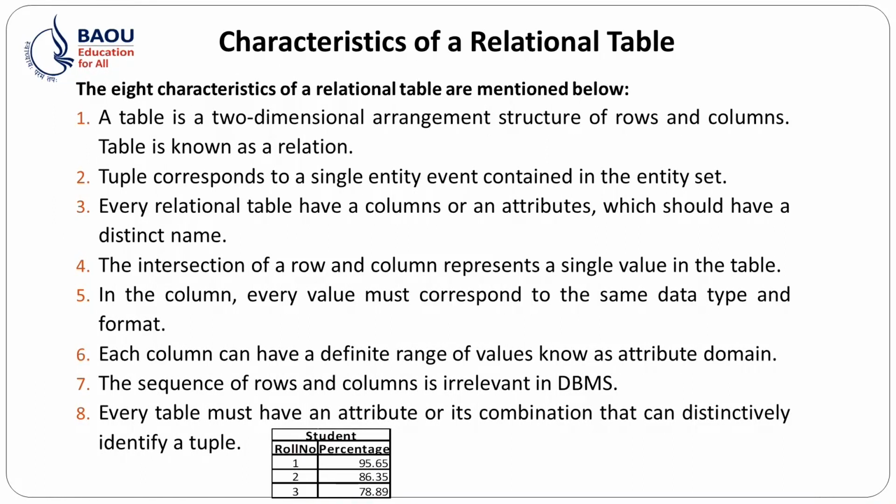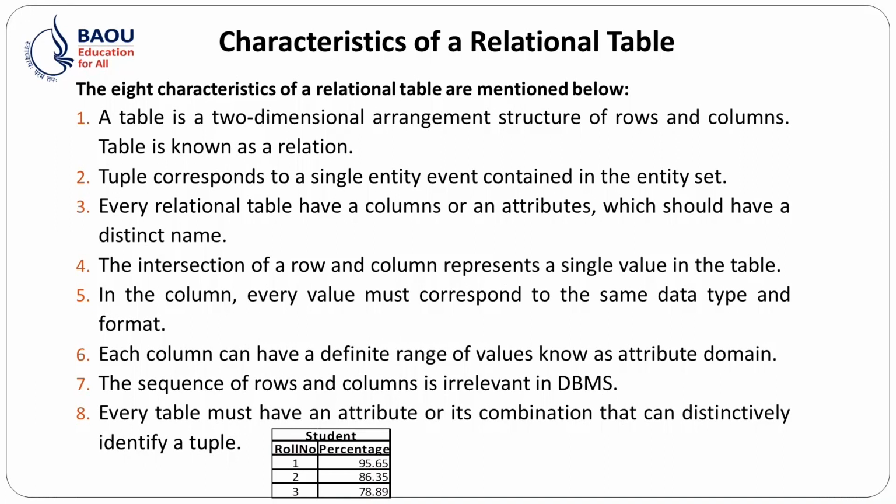The fourth one is the intersection of a row and column represents a single value in a table. Now the fifth one is that in a column every value must correspond to the same data type and format. Like the percentage column has a double data type. Every value in the percentage column is in double data type format. The sixth one is each column can have a definite range of values known as the attribute's domain. In the figure, roll number has a range of possible values between 1 to 30. So it contains the 1 to 30 range only.